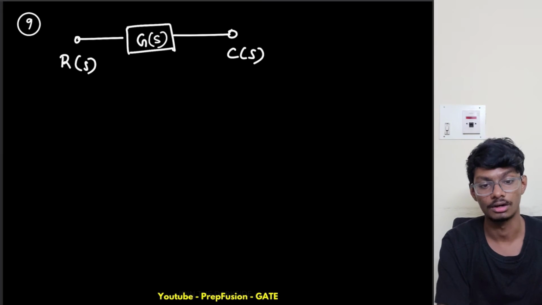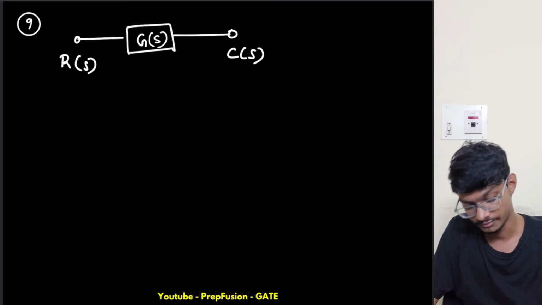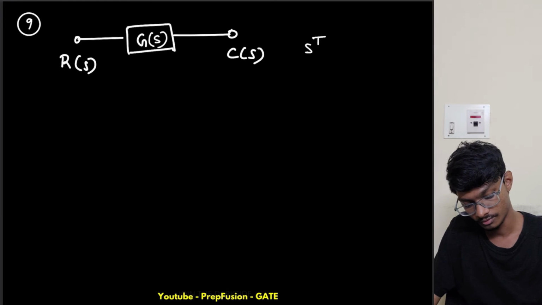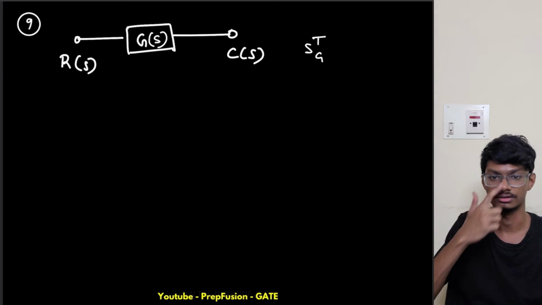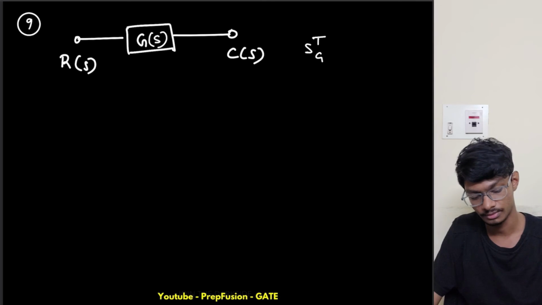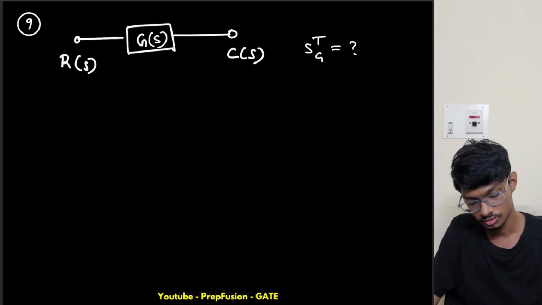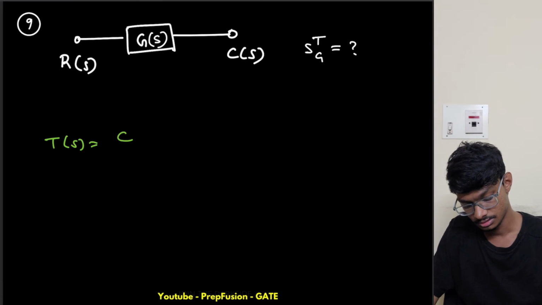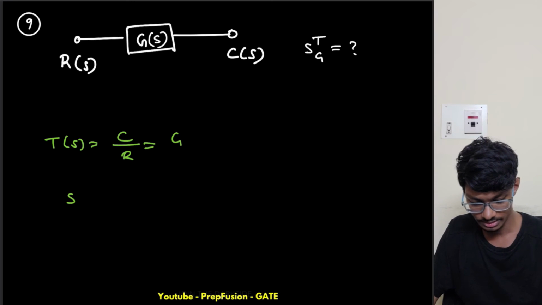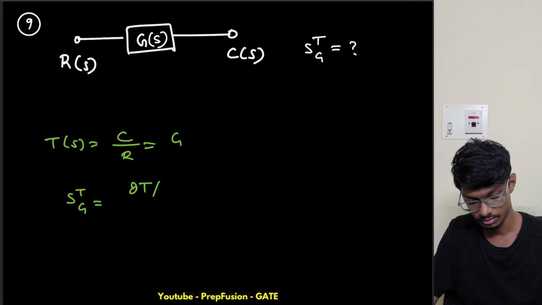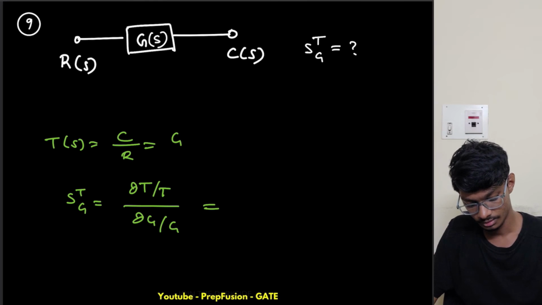So what will be our sensitivity, our transfer function with respect to G? We have only one parameter, the forward path, that is G. So what will be the sensitivity? If I calculate, what is the transfer function this time? It is C upon R, it is G, right? So what will be the S T by G? It is simply delta T upon T by delta G upon G. So it is G by T. What is T?